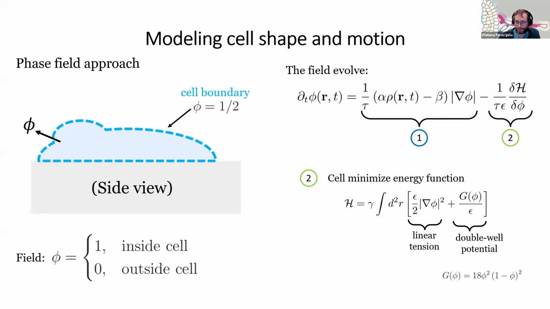Yeah, this is taken from the original paper where they use this value, and I think that 18 makes sense with the other parameters that they are using. You can rescale everything, so that 18 doesn't play any important role. What is important is that the minimum of this function is at phi equal to 1 and phi equal to 0.